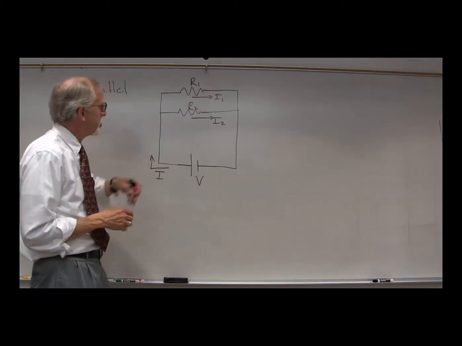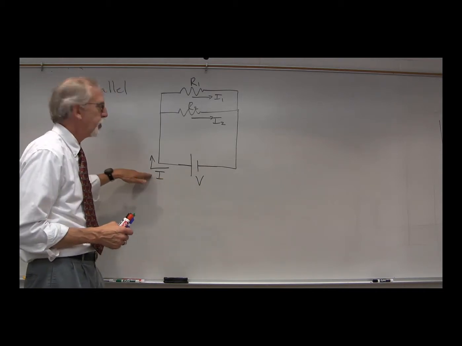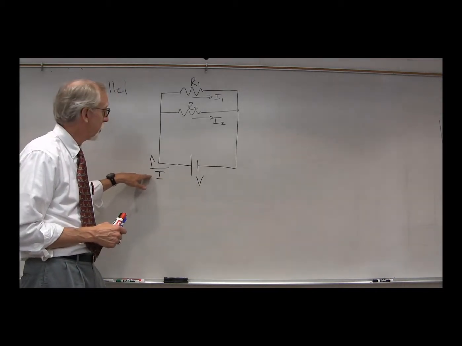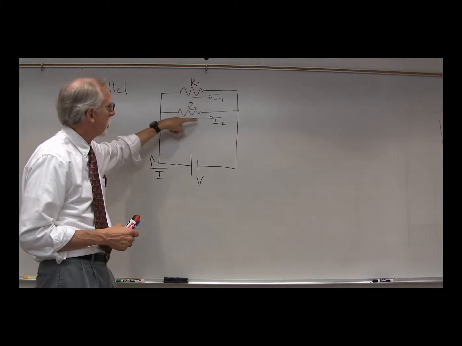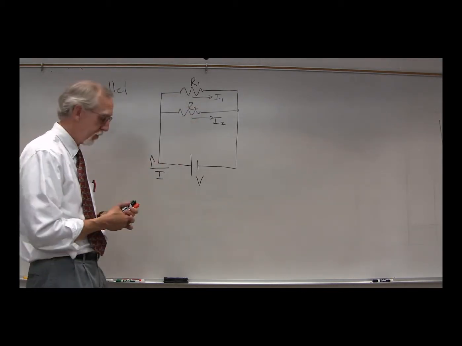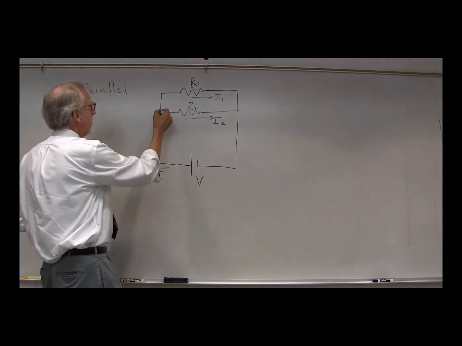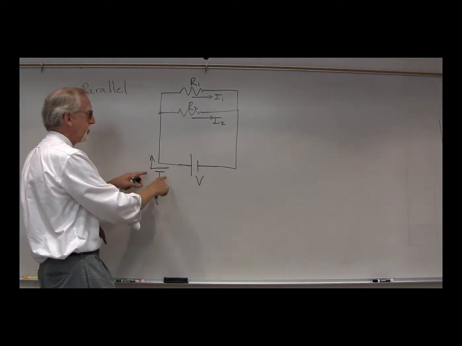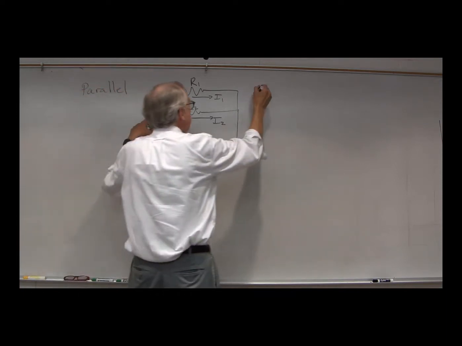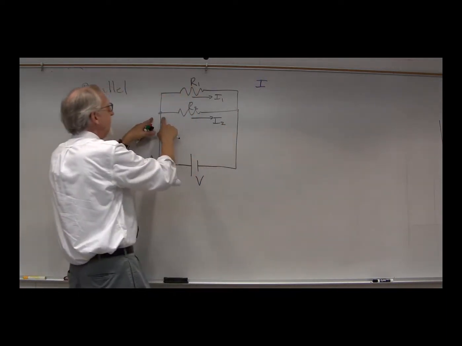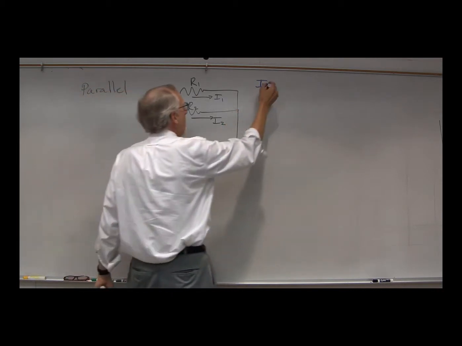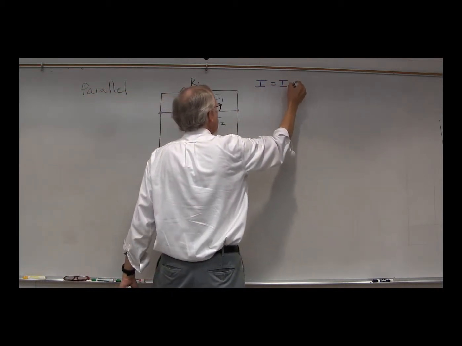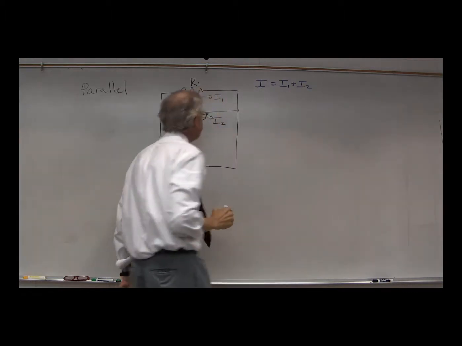Okay, so here we've got the general case, a voltage V putting out an output current I, a resistor R1 with a current I1, and a resistor R2 with a current I2. Now, applying the branch rule at that point, we've got a current I going in, and a current I1 and a current I2 coming out, so I must equal I1 plus I2.